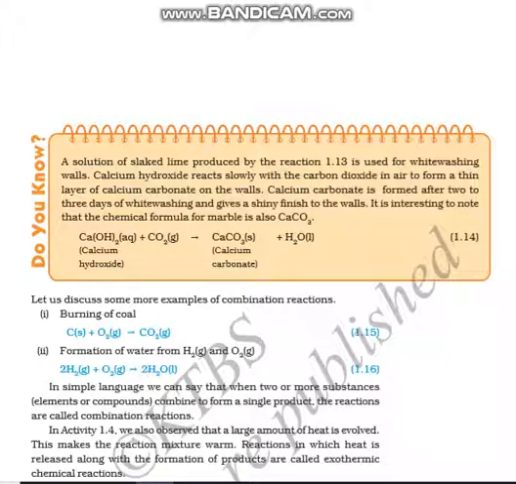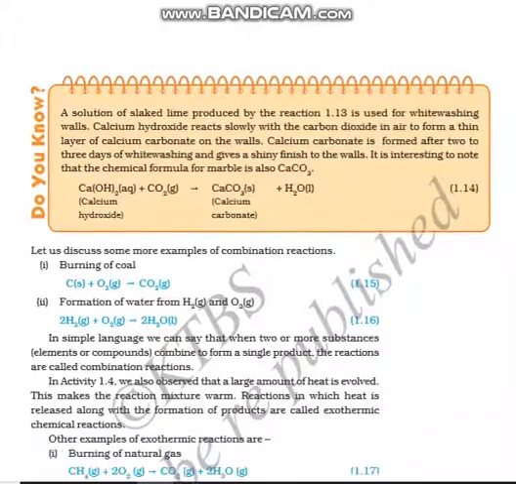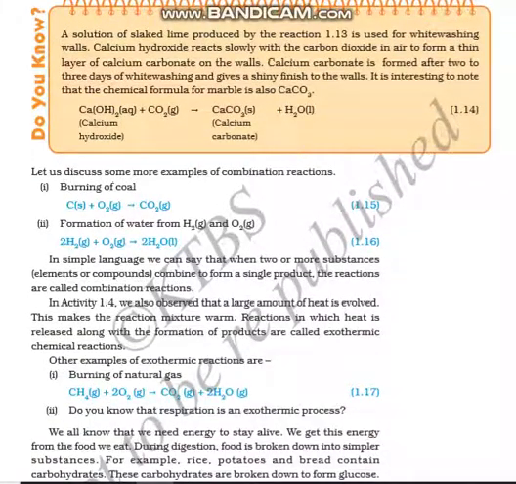Third example, we can take formation of water from H2 and O2. If we add two atoms of hydrogen in gaseous form and one atom of oxygen in gaseous form, these two combine to give one drop of water. Simple. In this we are combining hydrogen and oxygen. So these all are combination reactions.